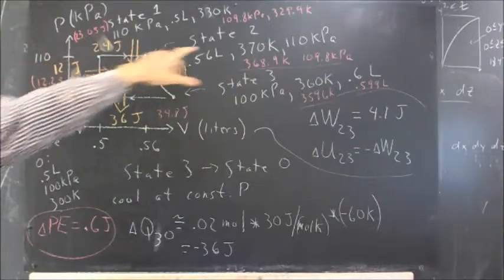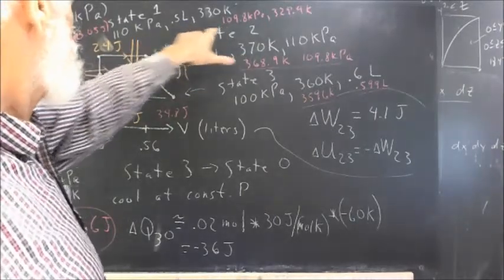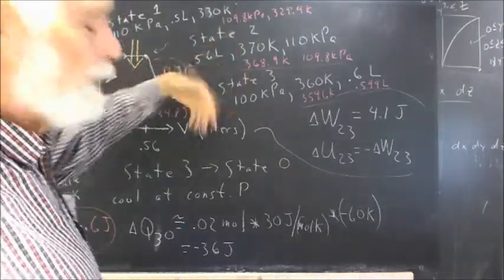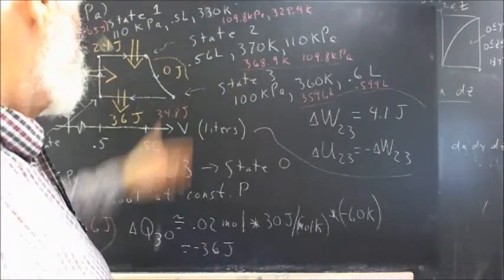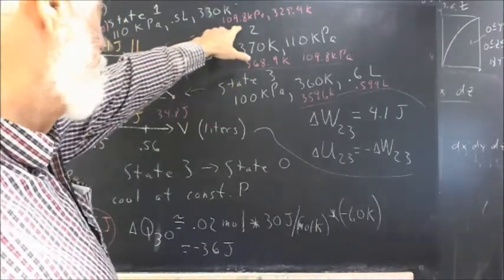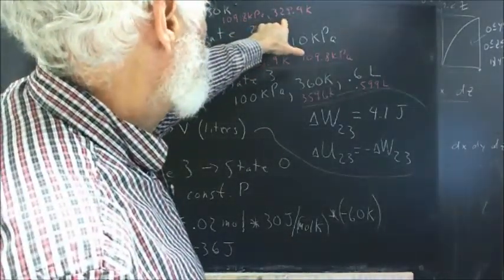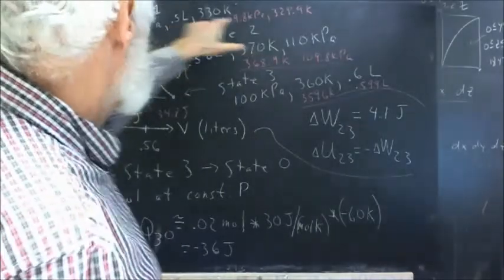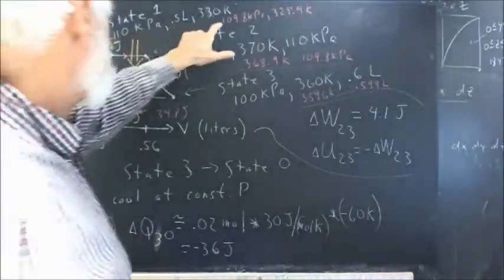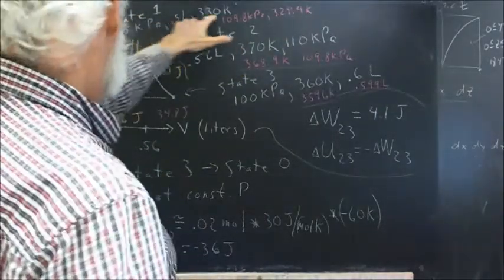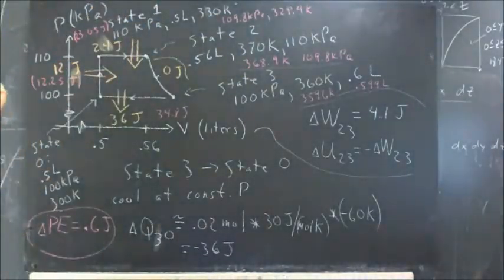Now, actually, in state 1, we're not at 110. We're at 109.8 kilopascals, using 9.8 meters per second squared instead of 10 for the acceleration of gravity. And that puts us, instead of 330, at 329.4 Kelvin. So there's a slight difference in these numbers here. So the red numbers are corrections to some of the white numbers here.